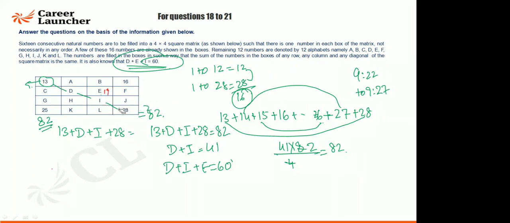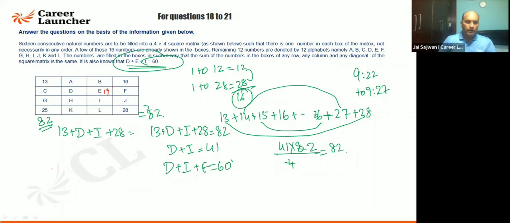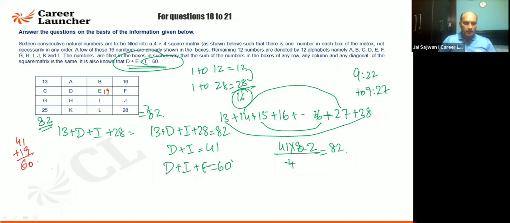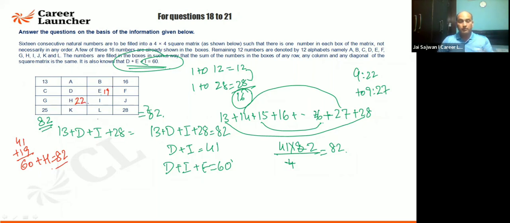So let's come to this part. Look at the other diagonal here. 16 plus 25 is 41, plus 19, plus H is equal to 82. So H comes out to be 22. We have got all these values up to here.